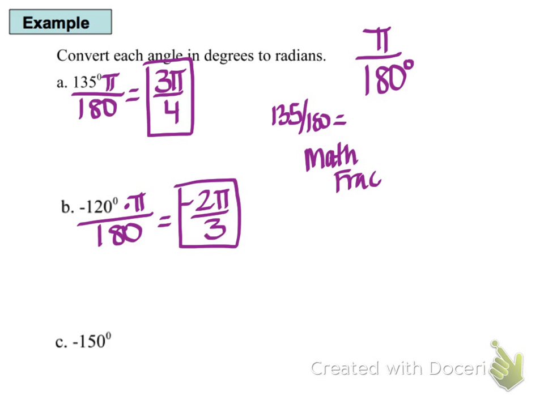Looking at one more, negative 150 degrees. Again, same process, multiply by pi over 180. Just to show you some tricks for simplifying here, the zeros would cancel. 15 over 18, let's see, 3 goes into both of those, and we can get 5/6. So the answer here is negative 5 pi over 6. And once again, you could use your graphing calculator, or any calculator for that matter, to help you reduce that fraction. So again, to go from degrees to radians, we're going to multiply by pi over 180.